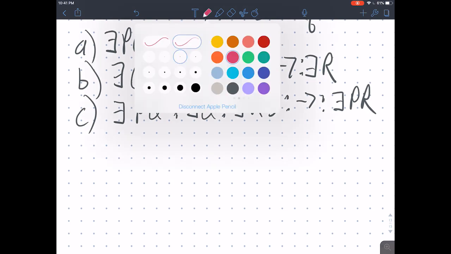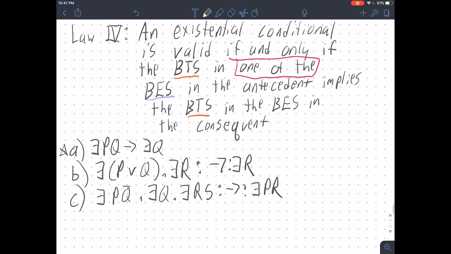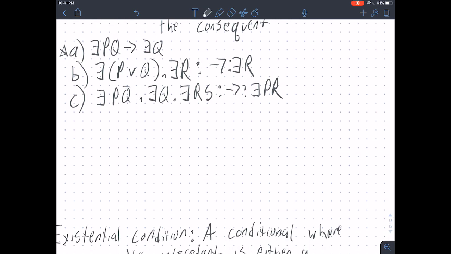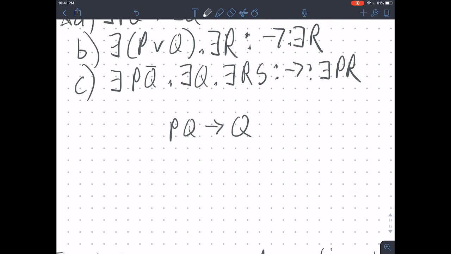So for A, it's pretty straightforward. To test A, to see whether or not A is valid, all we would need to do is see if the term schema in one of the Boolean existence schemata in the antecedent implies the Boolean term schema in the Boolean existence schema in the consequent. It's a mouthful, but it's really not as bad as it sounds. So for A, in order to test A for validity, we would just see whether or not this comes out valid under truth value analysis. Spoiler, it does.